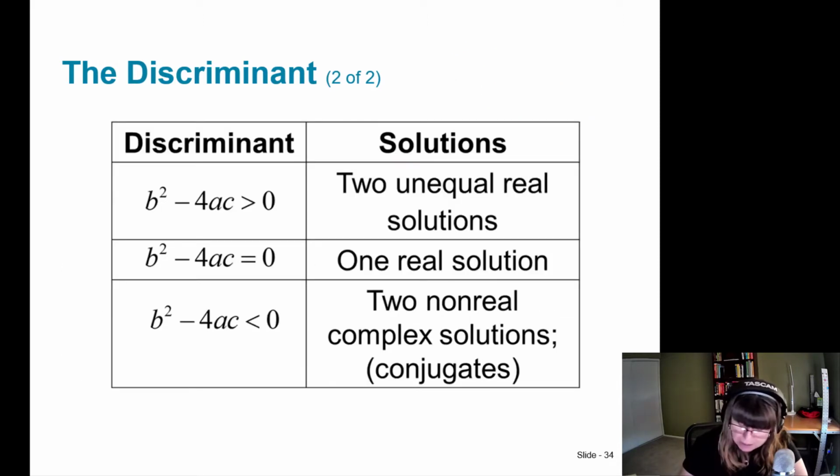If it is positive, we get two unequal real solutions. If it is 0, we get one real solution to the whole entire problem. And if it is negative, we get two non-real complex solutions. And in fact, the powerful part of this is they are conjugates of one another. They are conjugates.